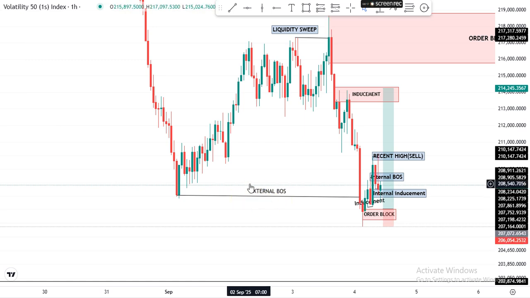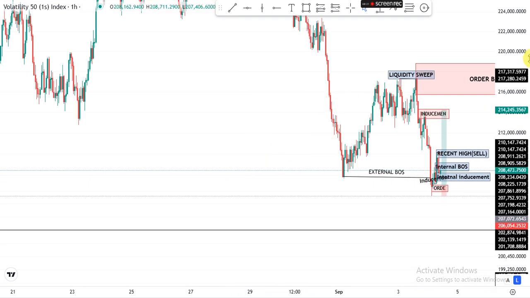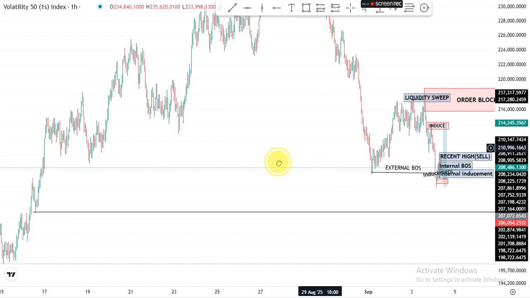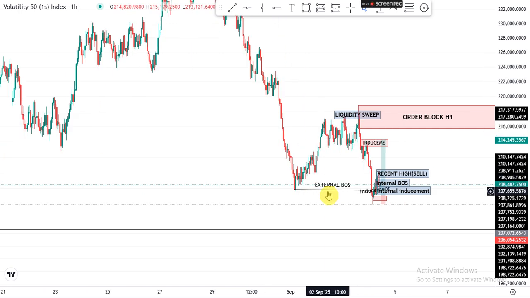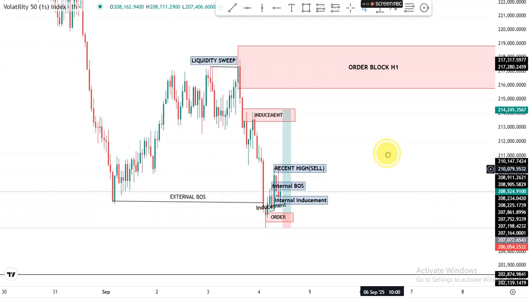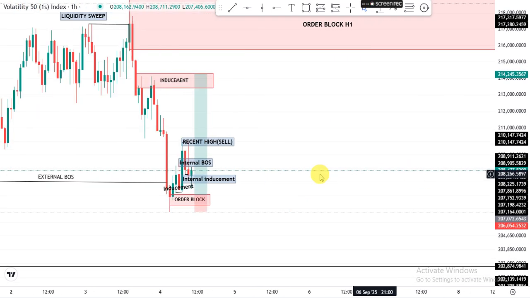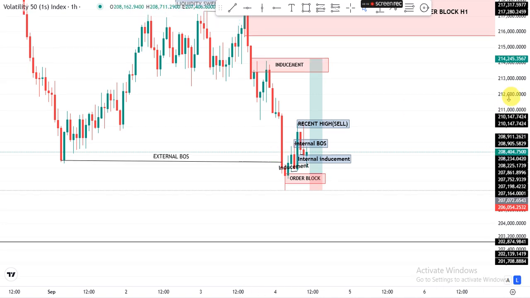This external break of structure is from the higher time frame direction, because this is a trend that has been coming, and suddenly it gave a very strong bearish candle. Whenever you see this long bearish candle, it tells you that the big players have entered the market, and you know that after every break of structure, markets will return back to the order block that initiated that break of structure, and you don't need to be deceived.